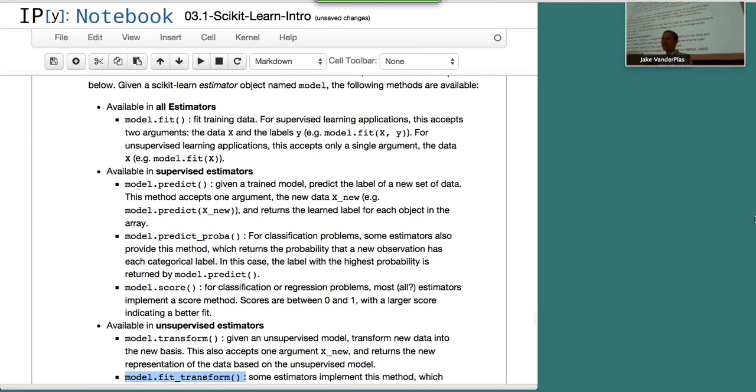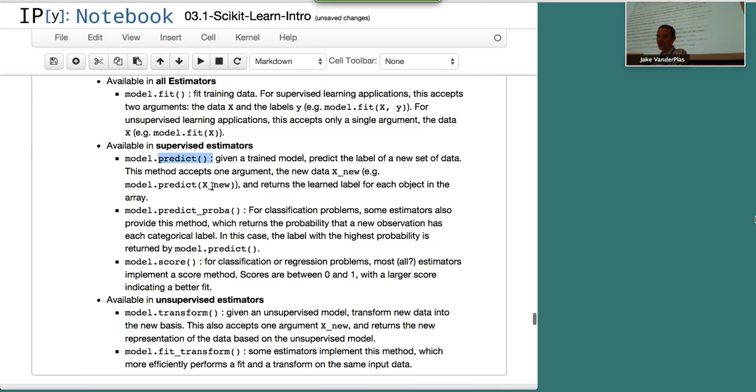But the point to take home is that models are things that you instantiate, they're class instances. You give them data by calling the fit method, and then you do something with the result to figure out what's going on with the model, whether it's a prediction or a transformation.